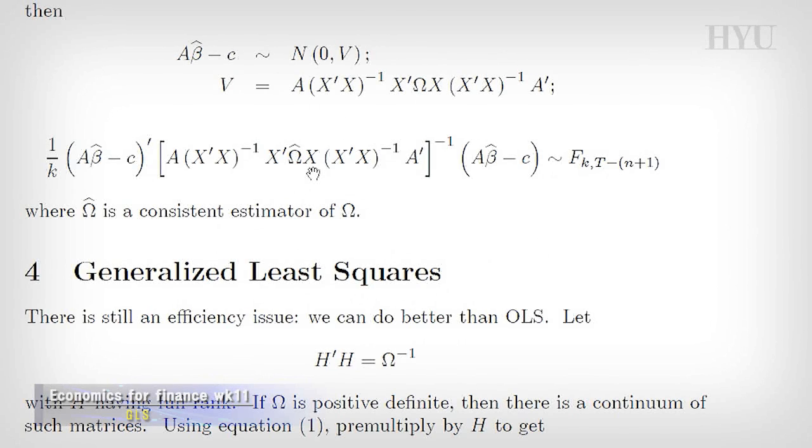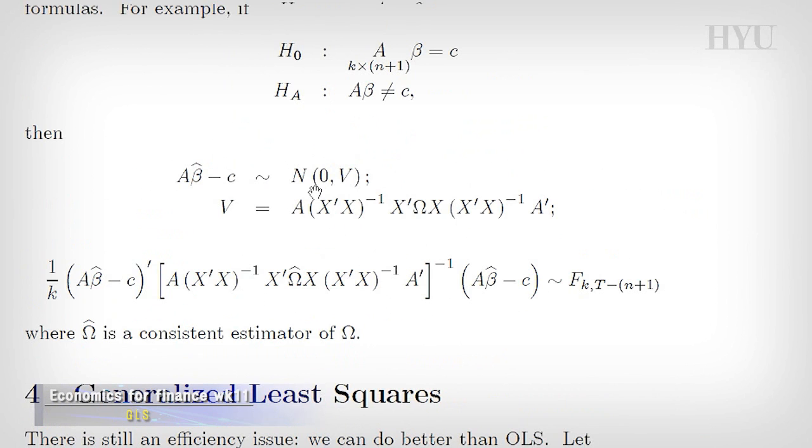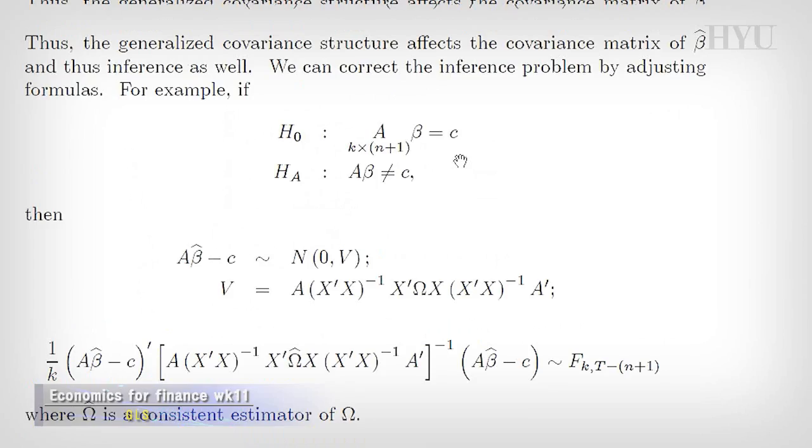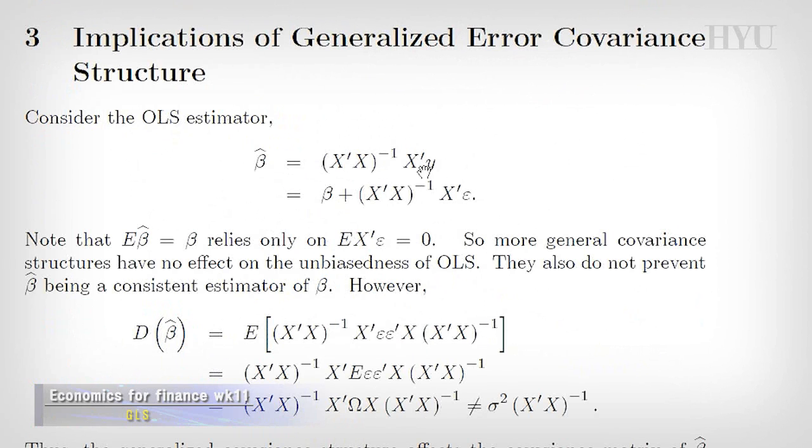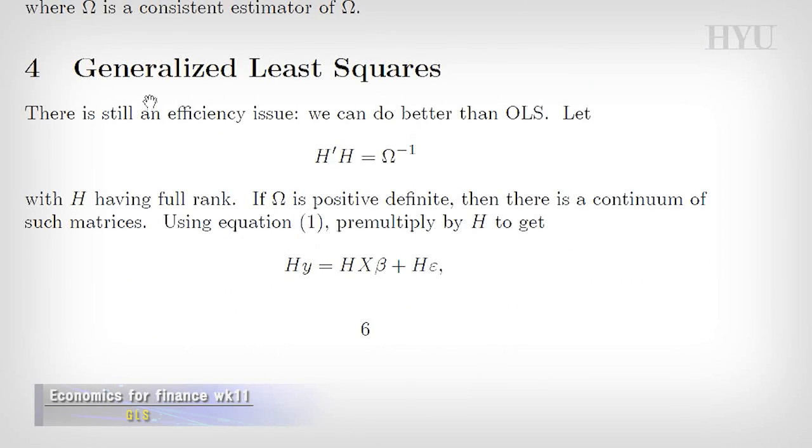So it's a slight generalization from what we already learned. Now, there is still an efficiency issue. Maybe there is a smarter idea to estimate better, smarter than OLS. And the smarter idea is actually generalized least squares.